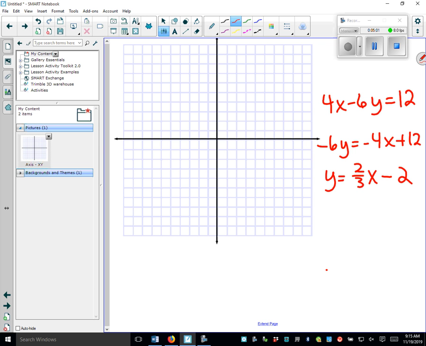How do I graph this of slope-intercept? Where do I make my first point? Negative 2. What do I do from negative 2? Up 2, right 3. Draw a line and arrows. Right? We good with that? So far, so good?